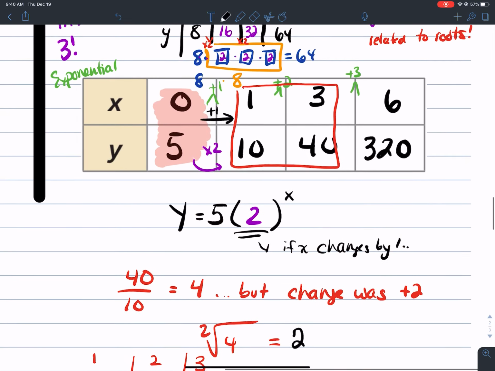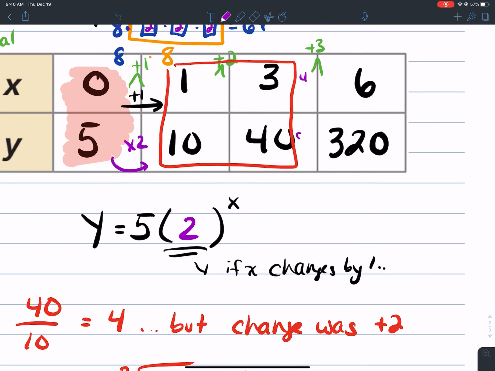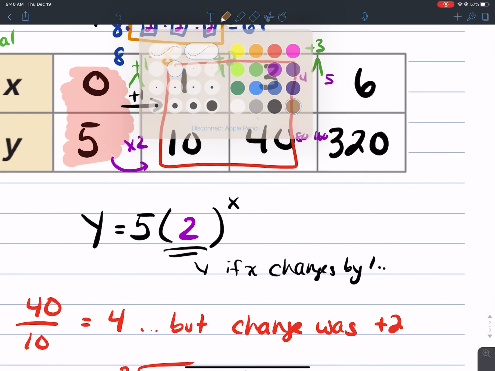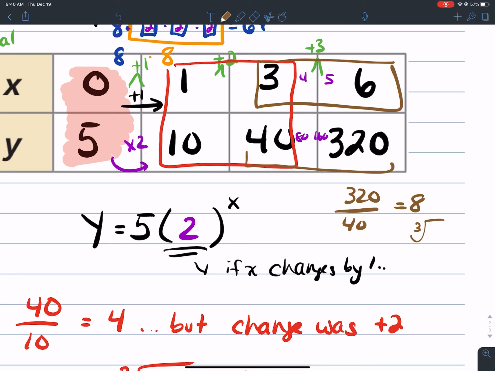So again, we could use that to fill in the blanks, right? If I know that I'm always multiplying by 2, if x was 4, I'd be at 80. If x was 5, I'd be at 160. We could also see that constant ratio one more time. If I looked between these two y values, if I took 320 and divided that by 40, I get 8. But the change in x between those y values was actually 3. So the cubed root of 8 would be 2, and that is our constant multiplier.